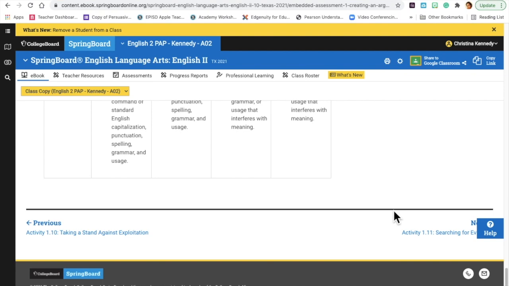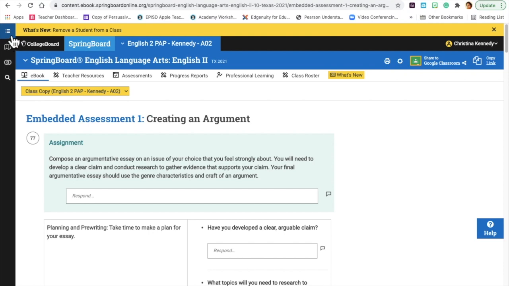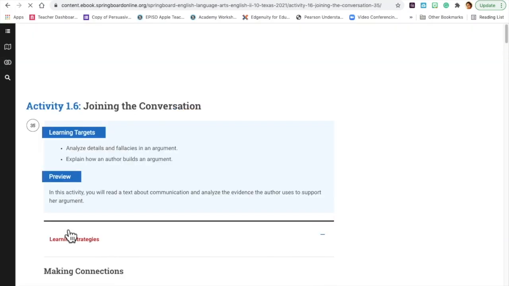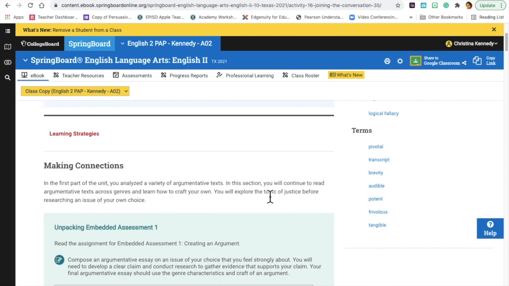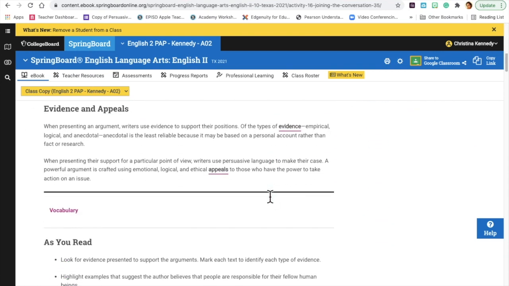And once you've looked through the introduction, we're going to jump back into 1.6. In 1.6, we're talking about evidence and appeals. When presenting arguments, writers use evidence, right? They present evidence such as empirical evidence, logical evidence, and anecdotal.